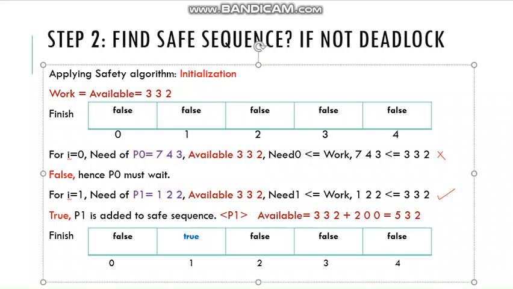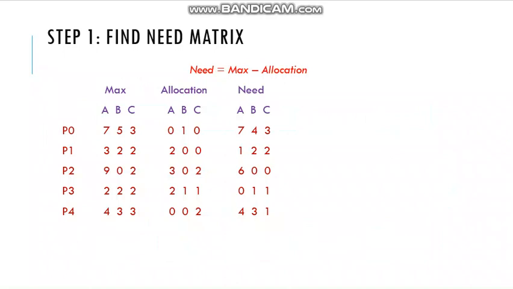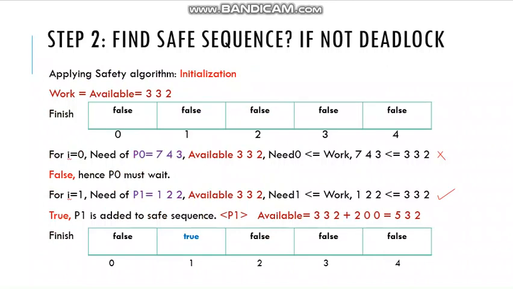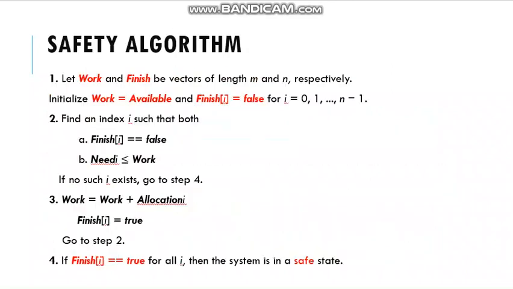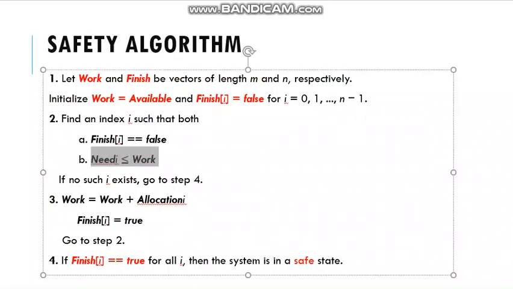The first one is the 0th process. How much is the need of that process? If you go to the need matrix, there is 7, 4, 3, so 7, 4, 3 is the need. We take P0 with 7, 4, 3, and available is 3, 3, 2. For the 0th process, is need less than or equal to work? That is the first condition of our safety algorithm. If need is less than work, then you allocate. If not, you go to step 2 again and continue with the next process.